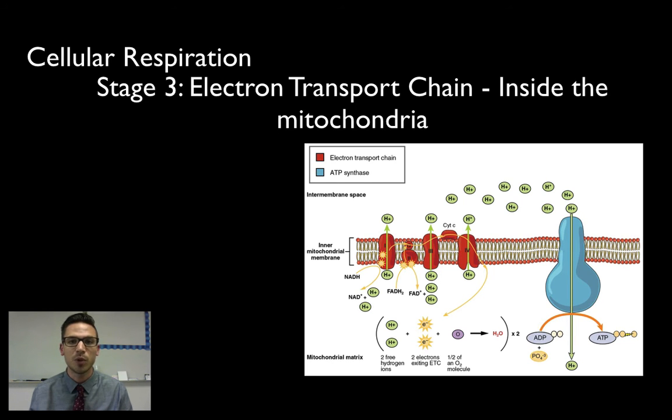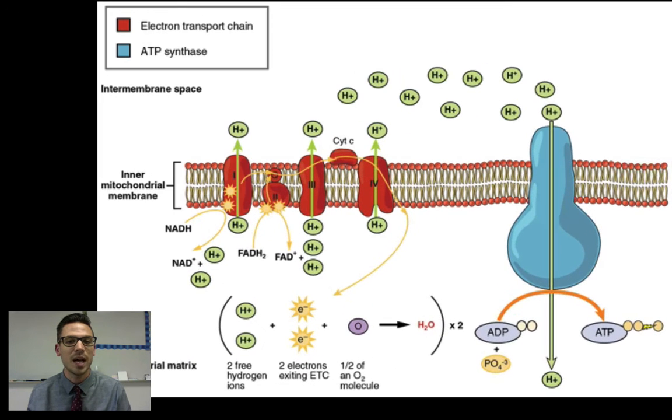Now the electron transport chain, what we're going to use is the electrons, the ones we got from glycolysis and the ones that we got from the Krebs cycle. And remember, those are high energy. We're going to use that energy to kind of drive this whole chain reaction. That's why we call it the electron transport chain. Now it looks a lot more confusing than it really is, so try and follow along.